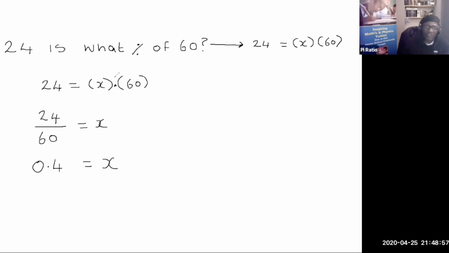But what they've asked us to do is 24 is what percent. So they've asked us to find a percent. And to do that, we have to times this number here. We have to times that by 100. 40% is x. So therefore, and that's a sign for therefore, x is equal to 40%.